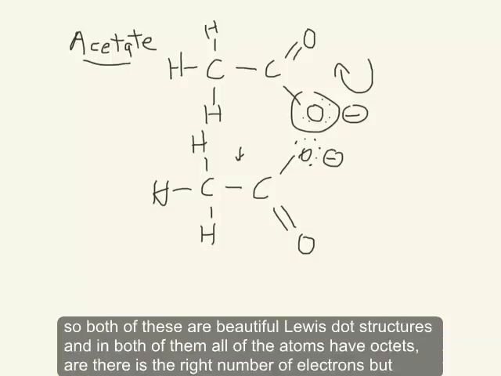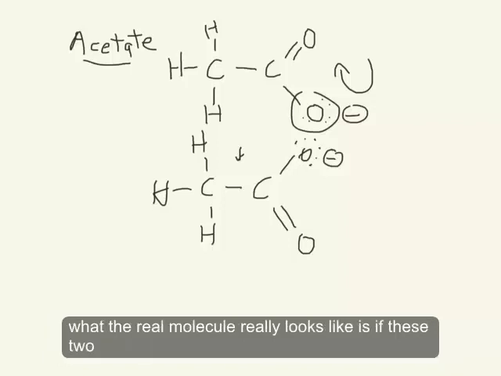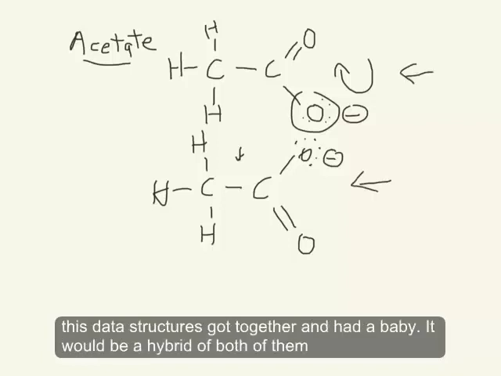So both of these are pretty Lewis dot structures, and in both of them all of the atoms have octets and there's the right number of valence electrons, but neither of them accurately represents what the real molecule is. What the real molecule really looks like is if these two Lewis dot structures got together and had a baby. It would be a hybrid of both of them.